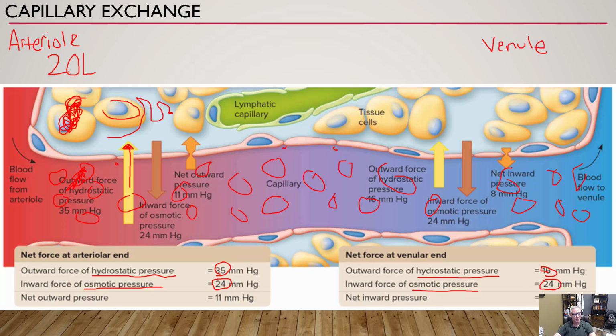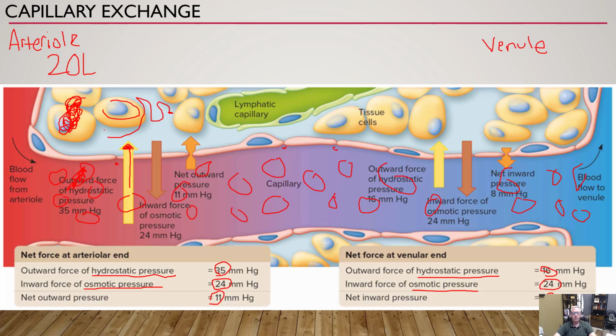And then if we subtract the numbers, we get 35 minus 24 is 11, and 24 minus 16 is 8. But you have to look at which number is larger. On the left side, since our 35 is greater than 24, our hydrostatic pressure is greater than our protein pressure. That's why we're going to push water out.